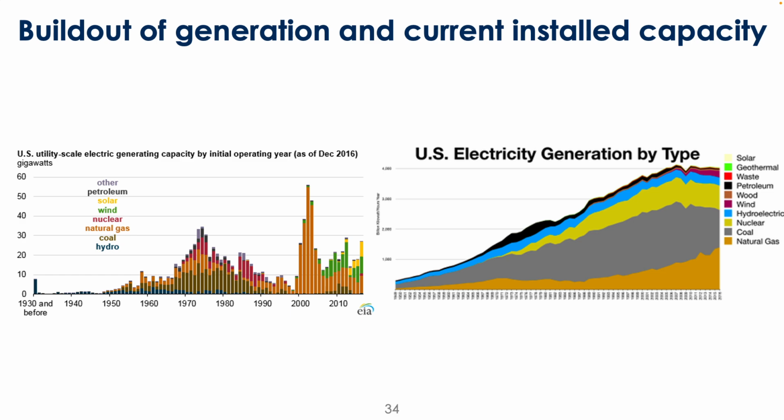And you can see the generation type evolution. And so up until the 2000s, dominated by coal, and then that starting to shrink as a result of natural gas becoming more economical.